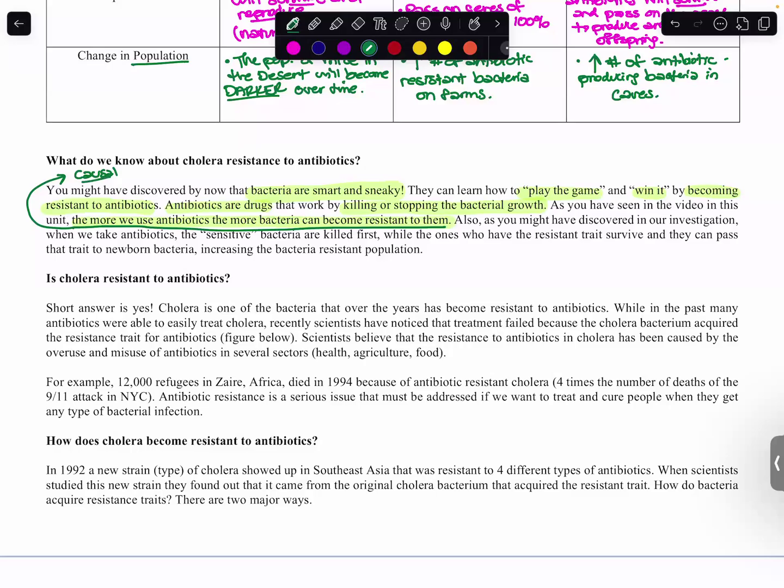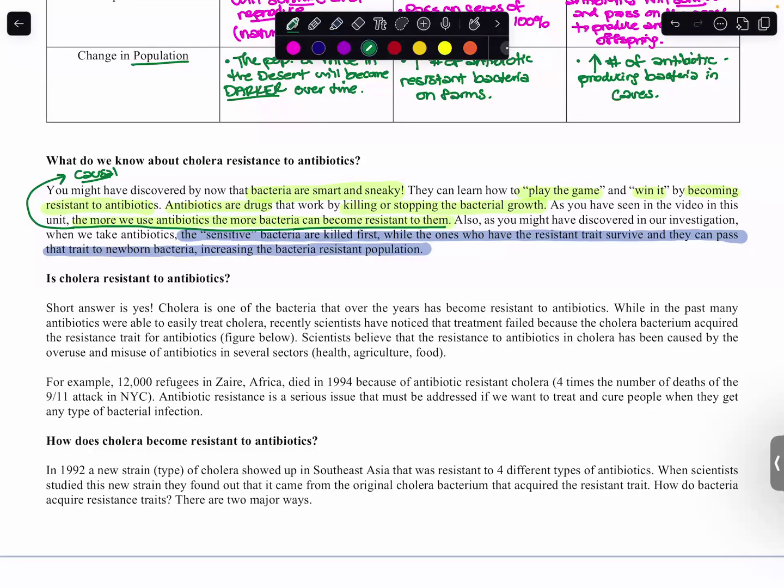It's telling us that the more we use antibiotics, the more bacteria can become resistant to them. That is true, okay? Also, you might have discovered in our investigation, when we take antibiotics, the sensitive bacteria are killed first, while the ones with the resistant trait survive and they can pass that trait to new bacteria, increasing the bacterial population.